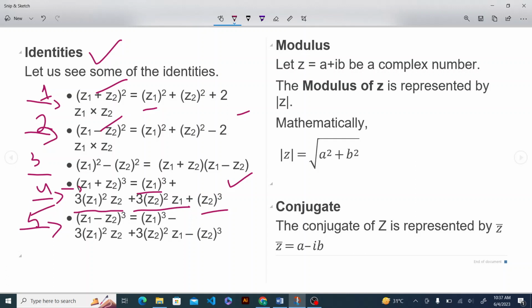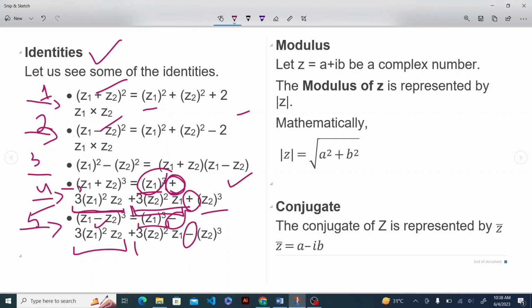This is also for cube of complex numbers but with subtraction or minus sign. So it will be equal to z1 cube minus, same as this one, z1 cube, and here the plus sign is being replaced by minus sign. Z1 cube minus 3 z1 square z2, same as this, plus, same to same, 3 z2 square z1, and then at last again my plus sign is being replaced by minus sign, minus z2 cube.